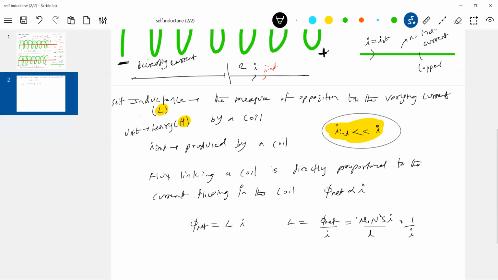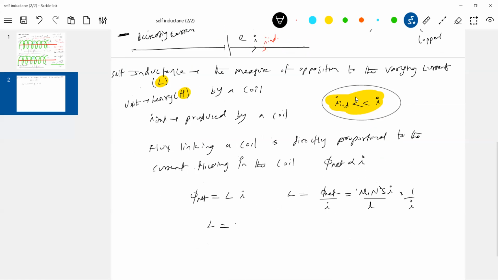So this will cancel out. So what is the self-inductance of a solenoid? Mu naught square N square by L, into S, the area of cross section. Can I also write this in another form? S into L by L square. I just said one L. S into L will become volume.